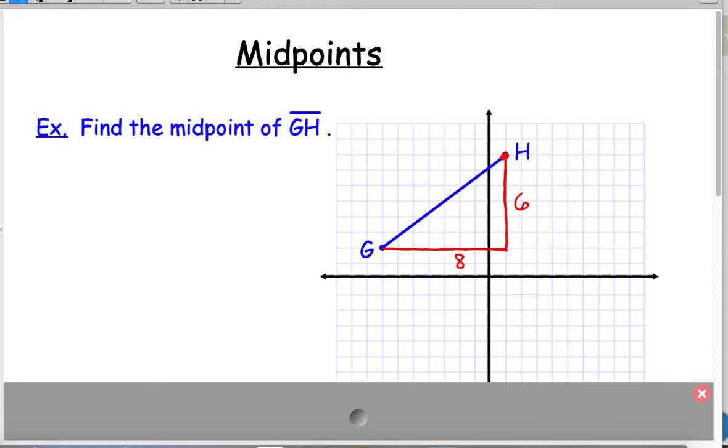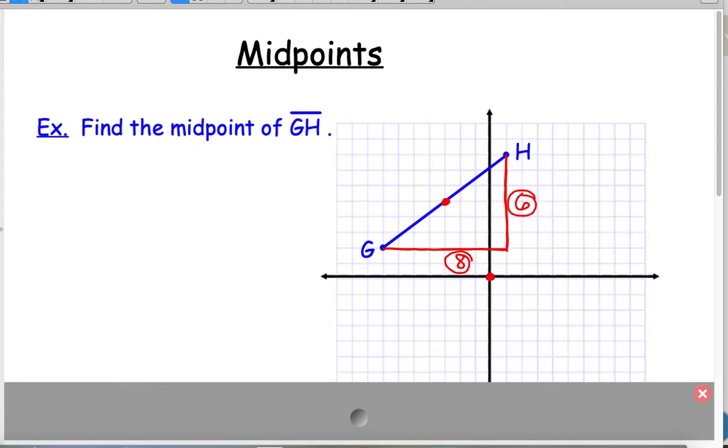If I had gone up at the top, I could have gone 4 over, and then 3 down. So you see, it doesn't matter. From G, I could have gone 3 up and 4 over. The important thing to remember is that we're going half of this and half of that. And that takes us there. Now, what are the coordinates of that point?